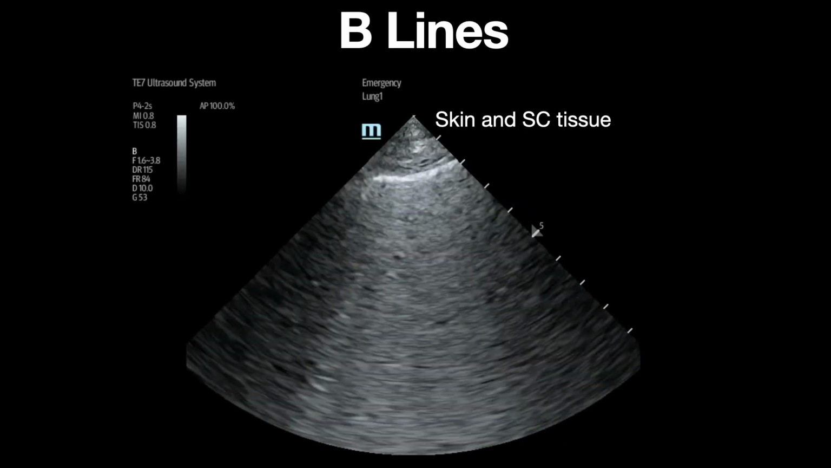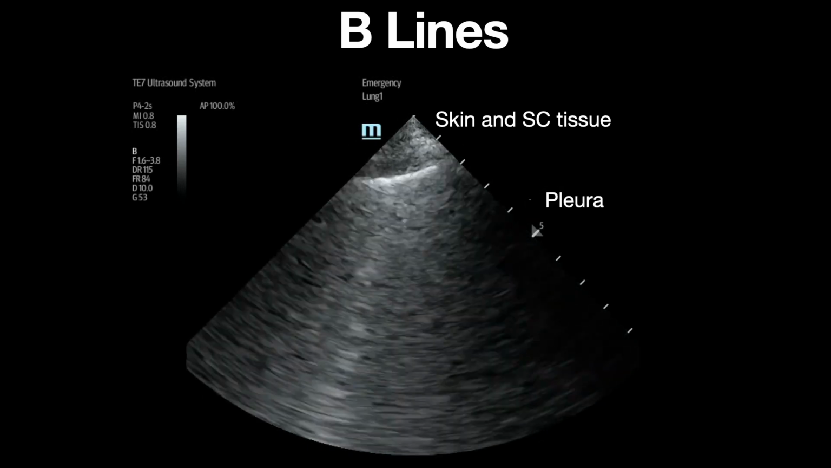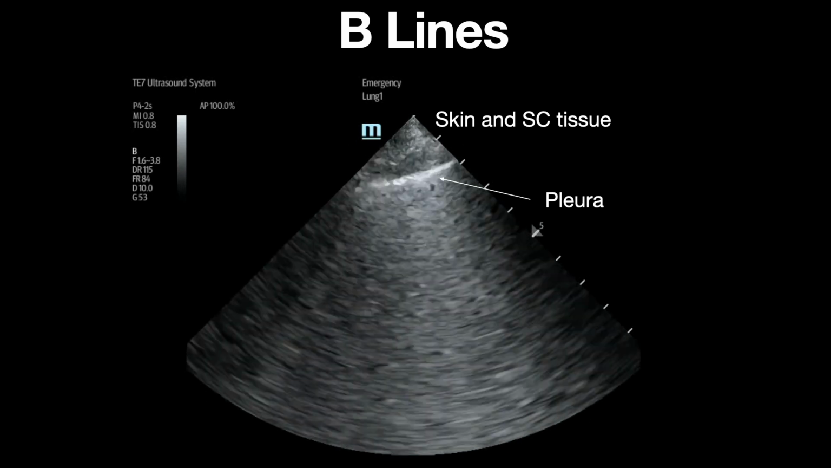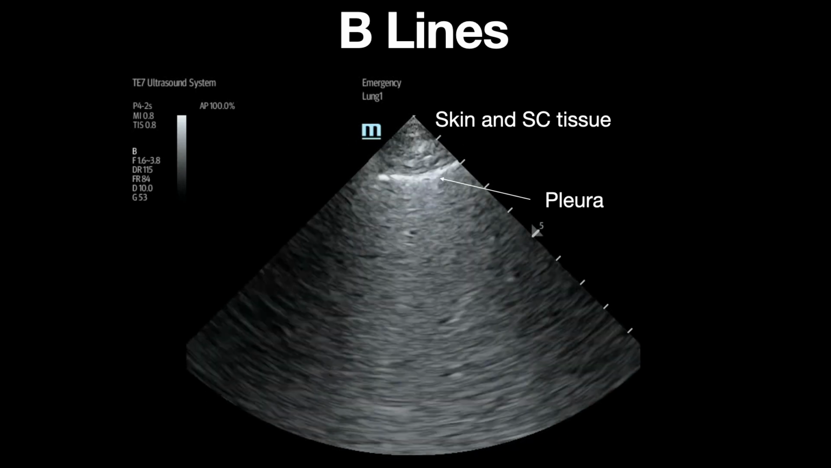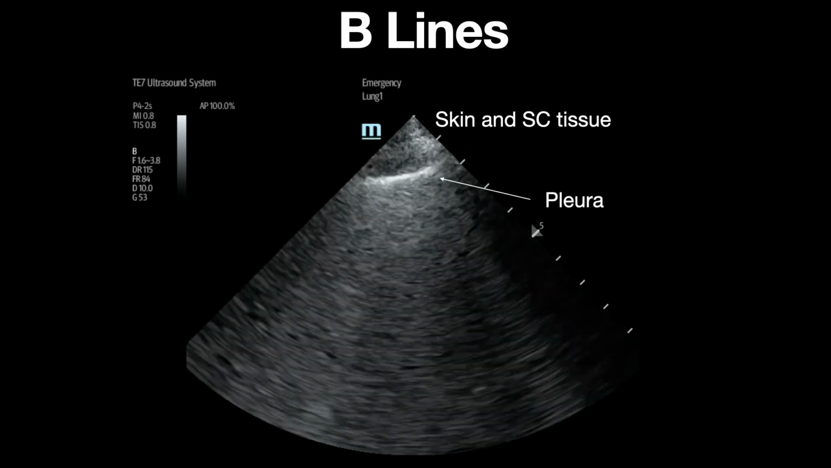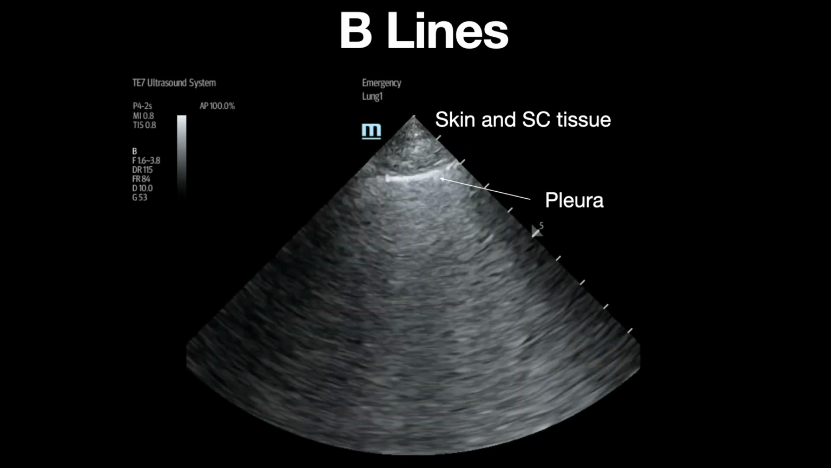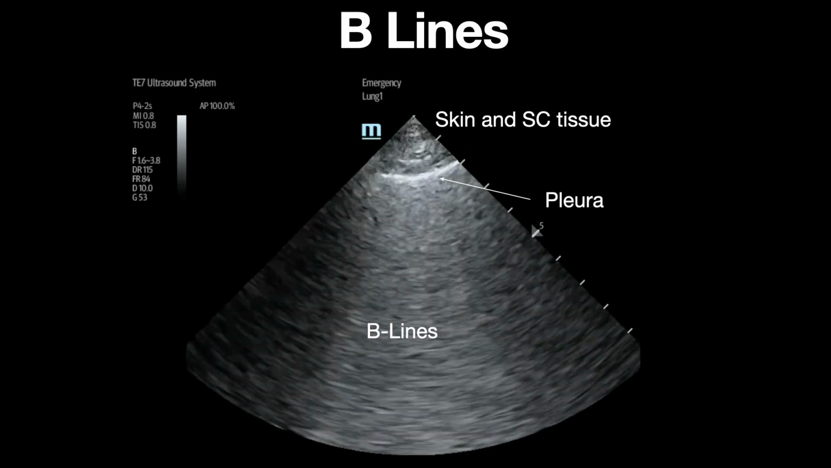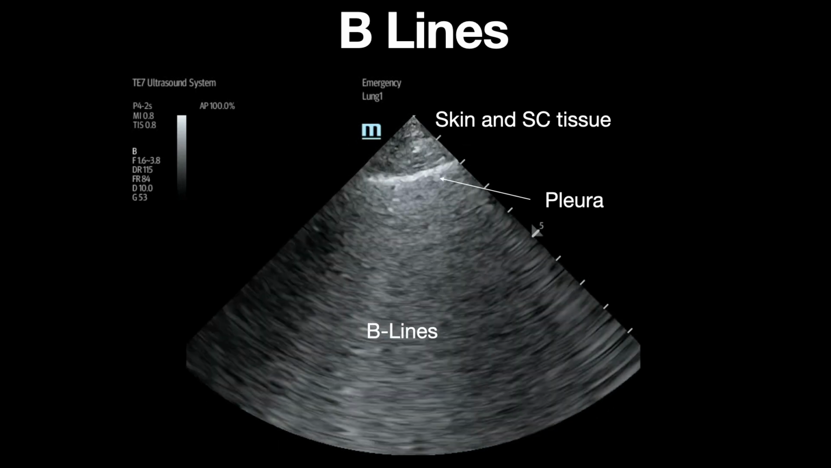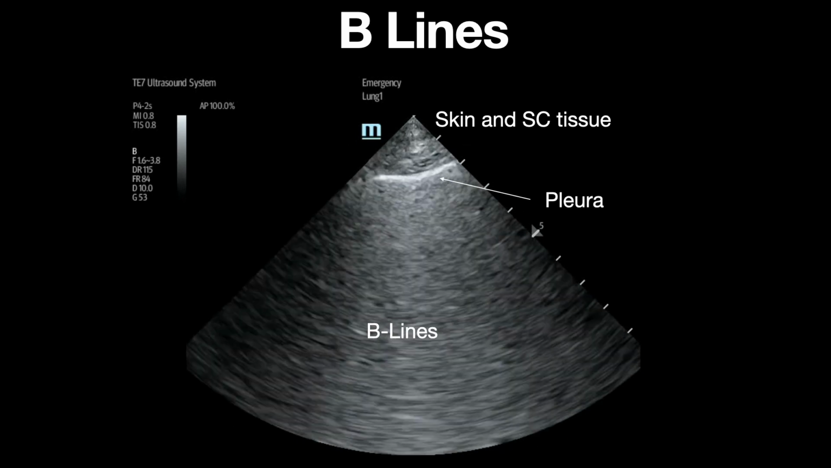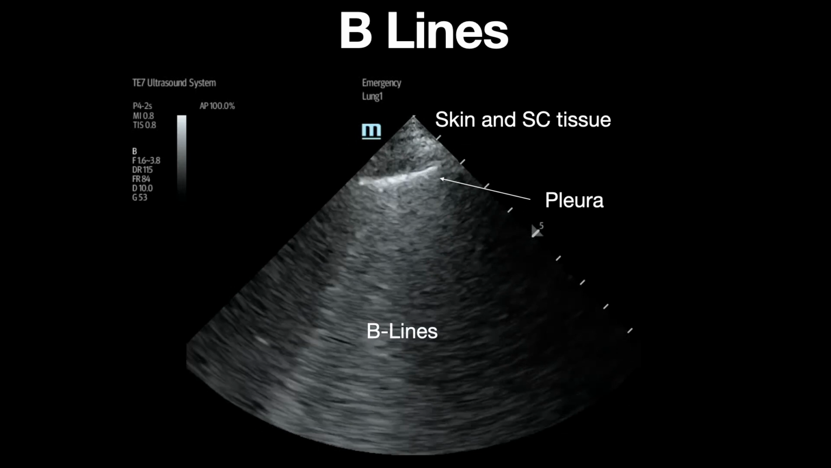In this case, we see a patient that is in respiratory distress. You can see the pleura moving back and forth very fast. And that is because the patient was significantly tachypneic. The patient has innumerable B lines, and now the lung looks white. When we encounter so many B lines, we can call this a white lung.